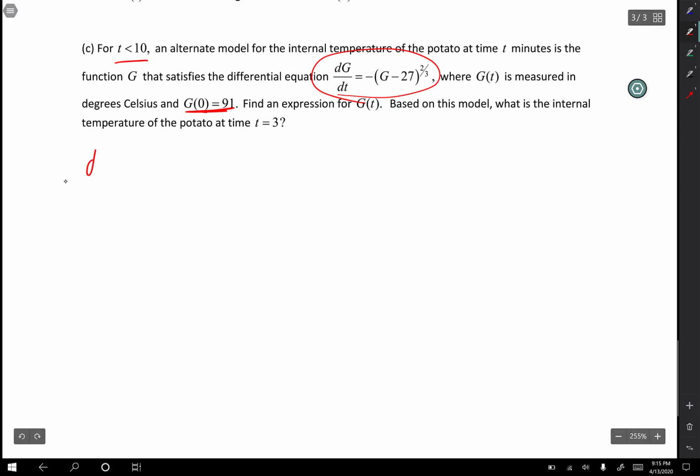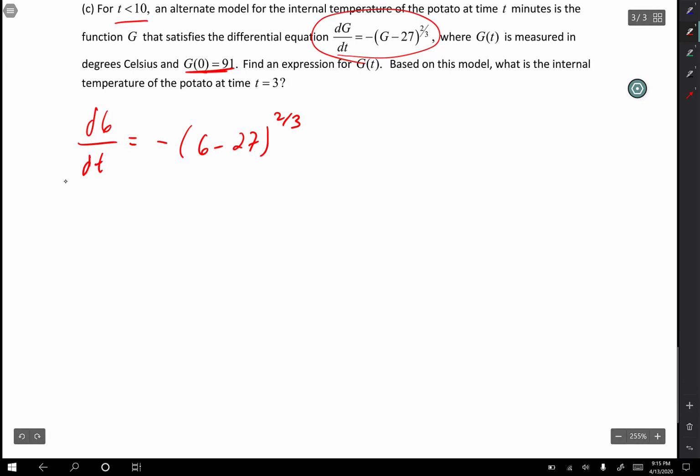So I'm going to rewrite this: dg/dt equals negative, parentheses, g minus 27 to the 2/3. I'm going to leave the negative there, and I'm going to move the g minus 27 to the left. So dg over (g minus 27) to the 2/3 equals a negative dt, because I multiplied by dt.